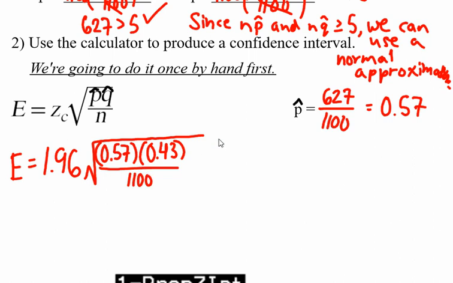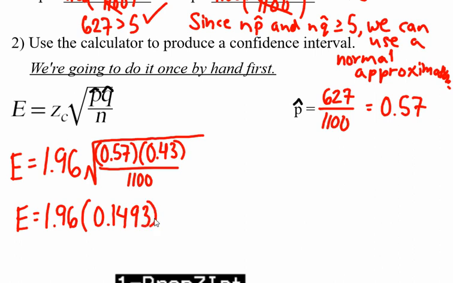Now you would just need to grab a calculator. So square root 0.57 times 0.43, all divided by 1100. I'm getting 0.1493. And then I take that, multiply by 1.96, and I get my margin of error, 0.03. 3% it looks like.